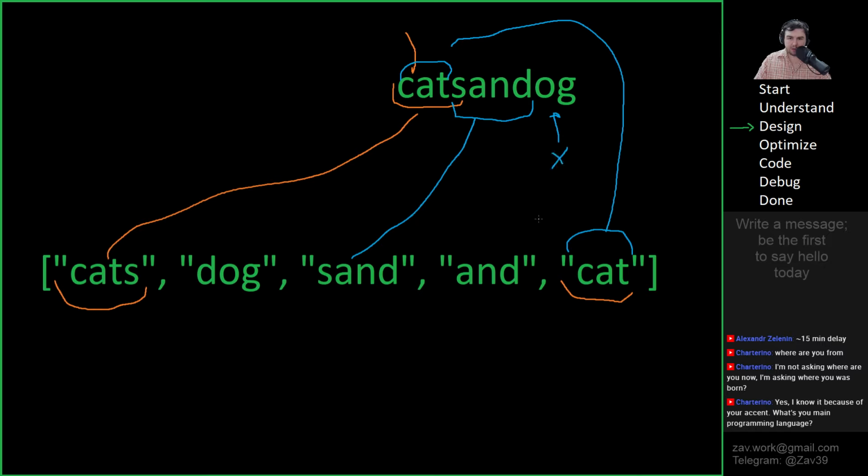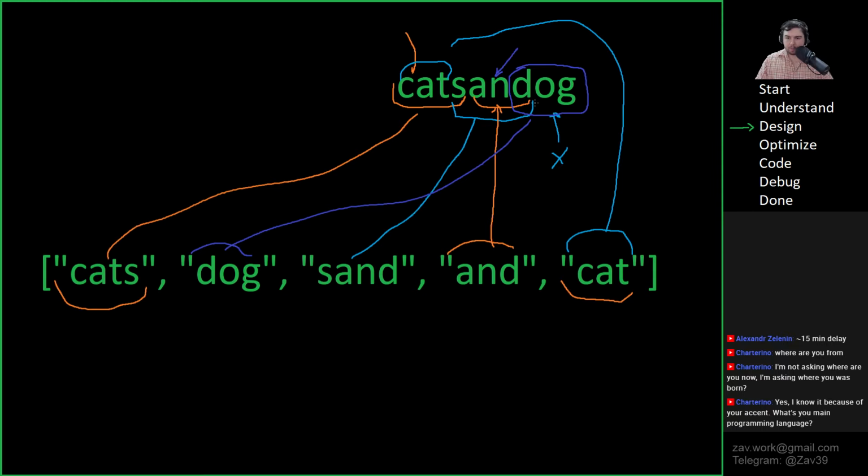For og we don't have an option, so this does not work. When we go with cats, we have the letter A, and for the letter A we have only and here. So we took this and we are still left with og. Or we can go with another approach, and for example we can take dog to an end. But anyway, we are left with something that is not in our dictionary.